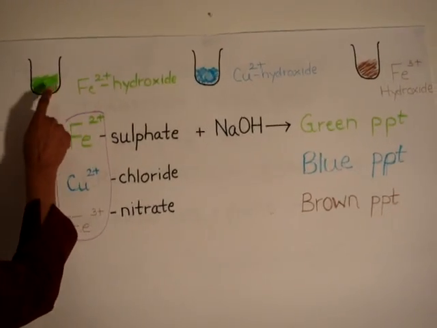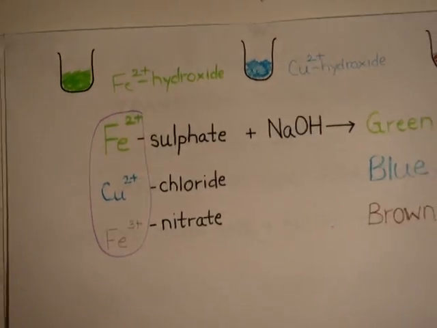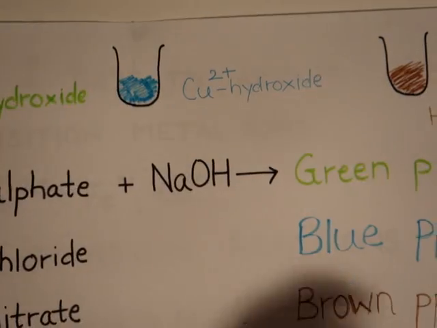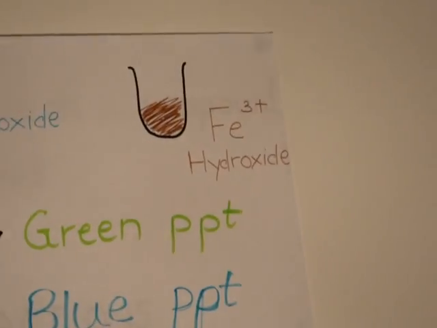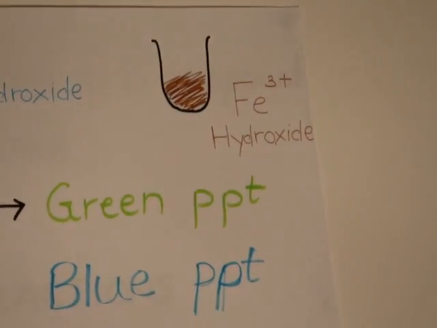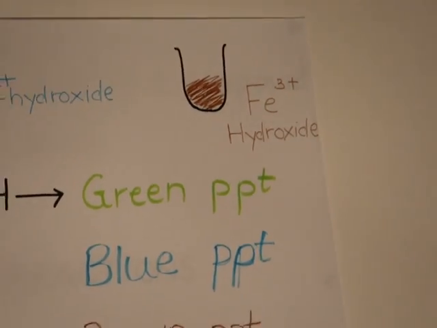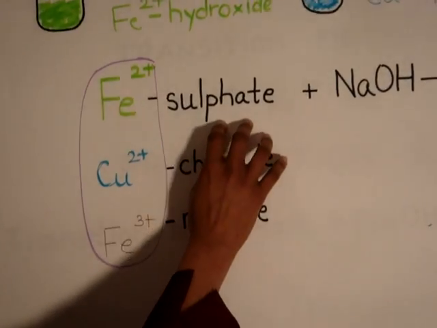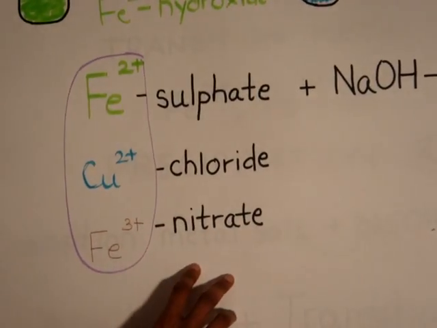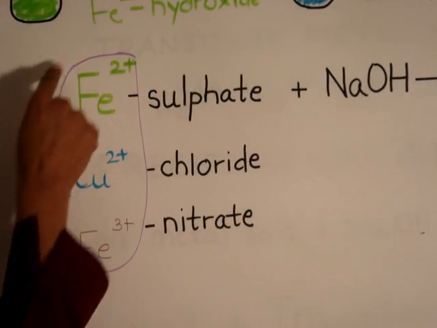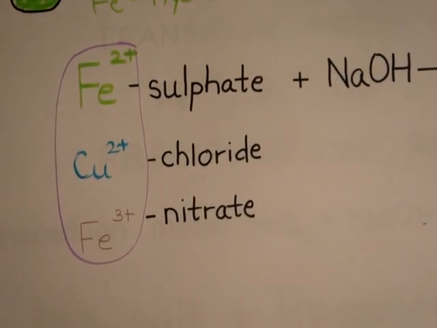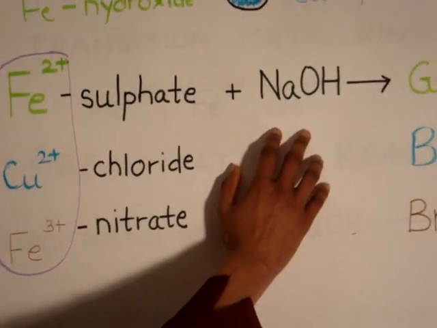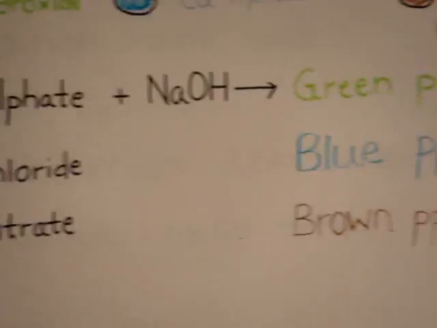Fe2+ hydroxide is green or greyish green in color. Copper 2+ hydroxide is blue in color and Fe3+ hydroxide is orange or brown in color. Okay. In a lab, you will be given a compound which can be sulfate, chloride or nitrate of any of these ions. It doesn't matter. What you are going to do is add sodium hydroxide and check the color of the precipitate.